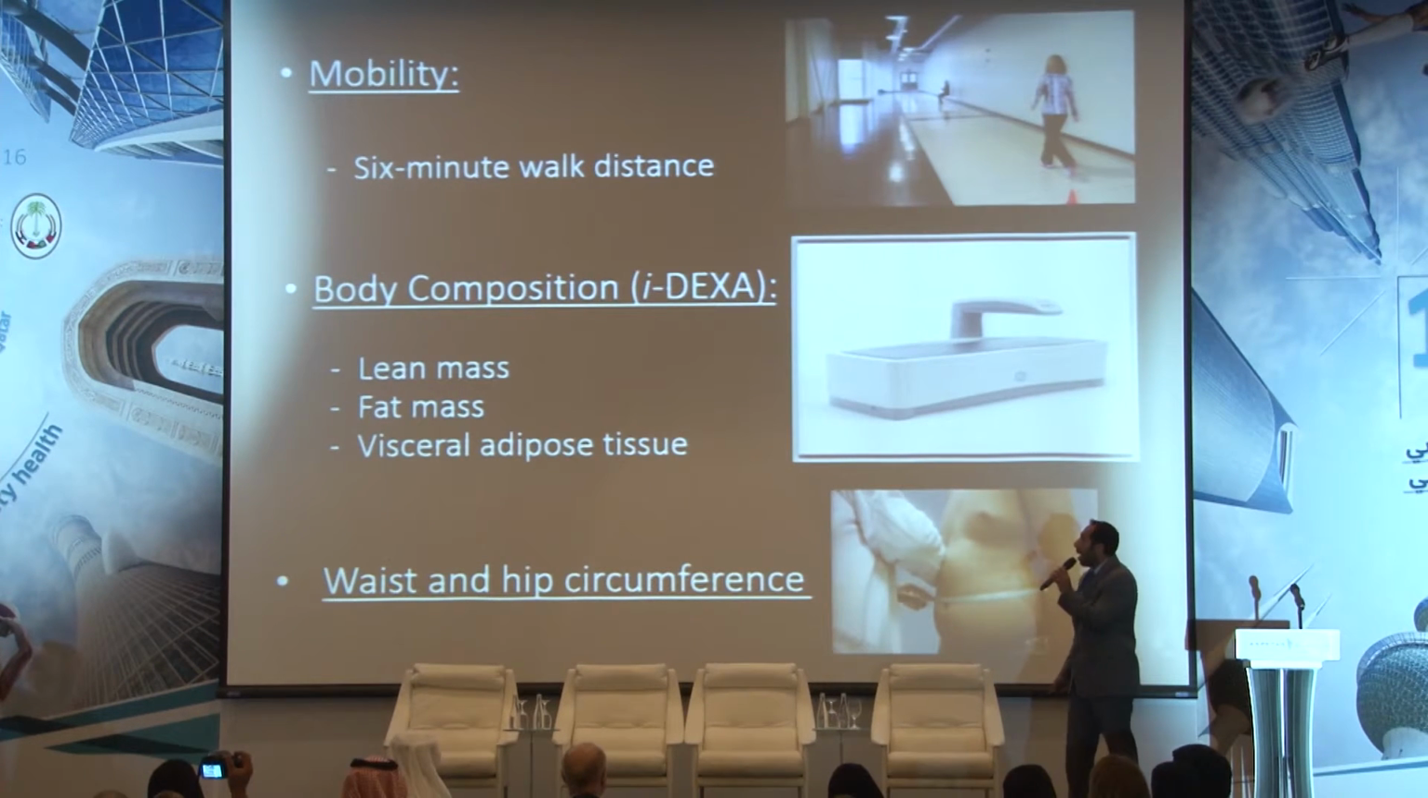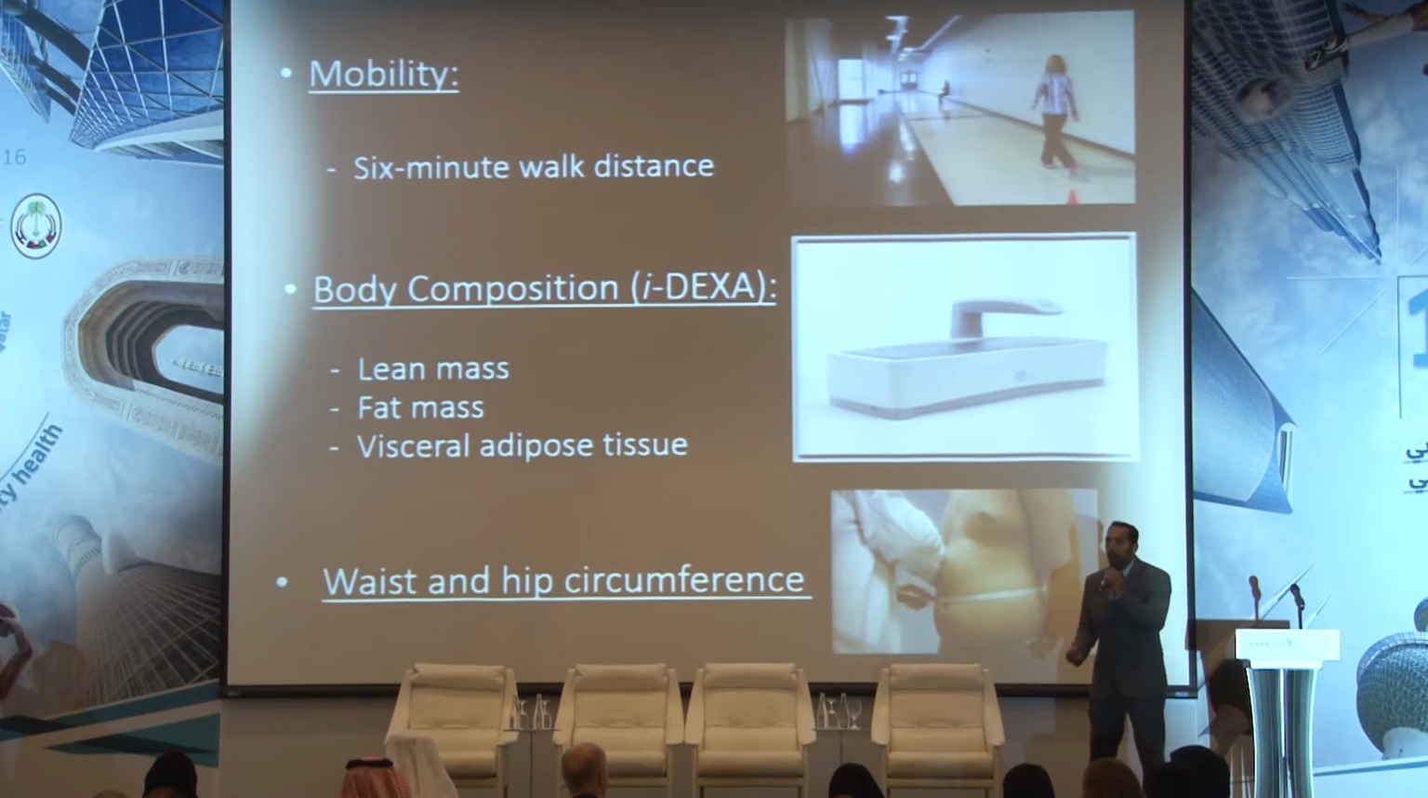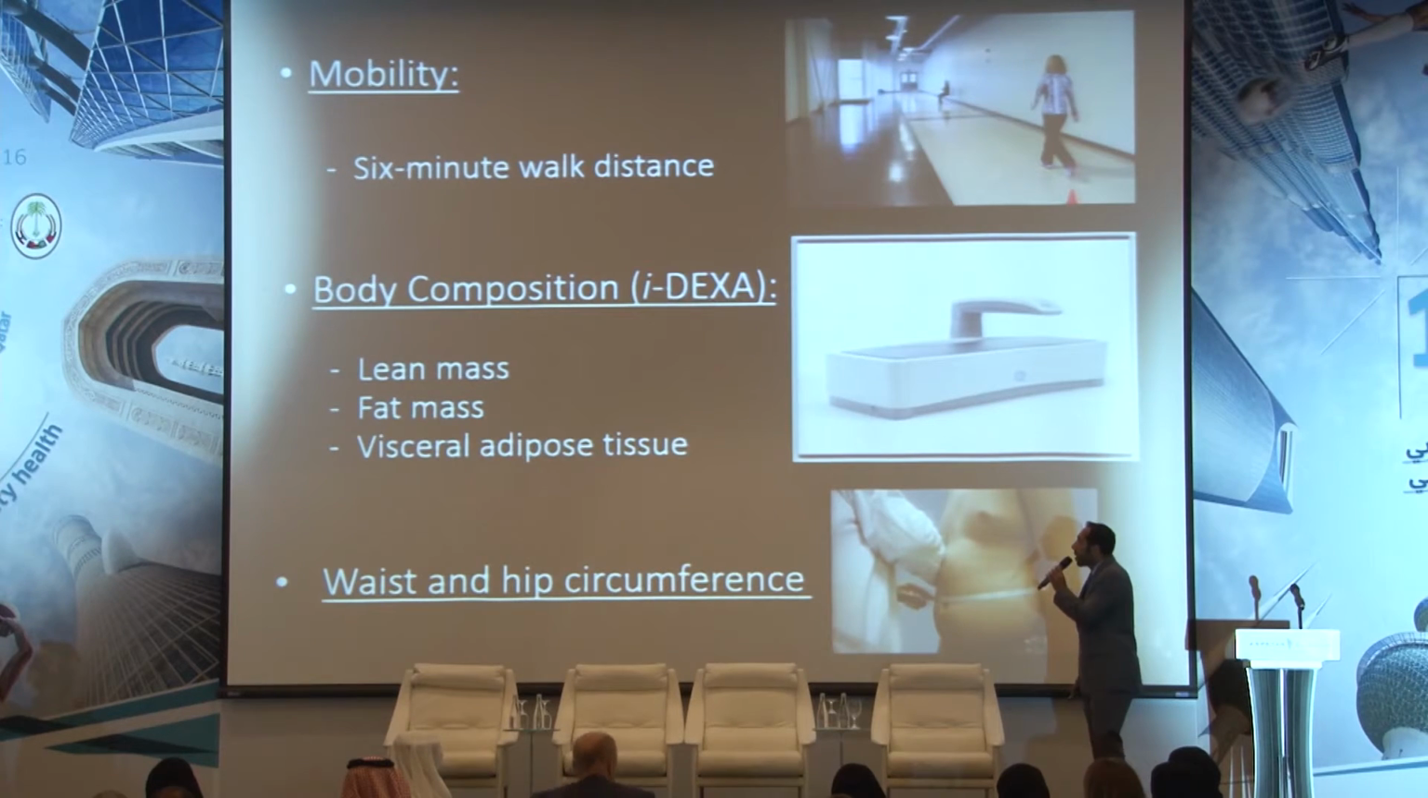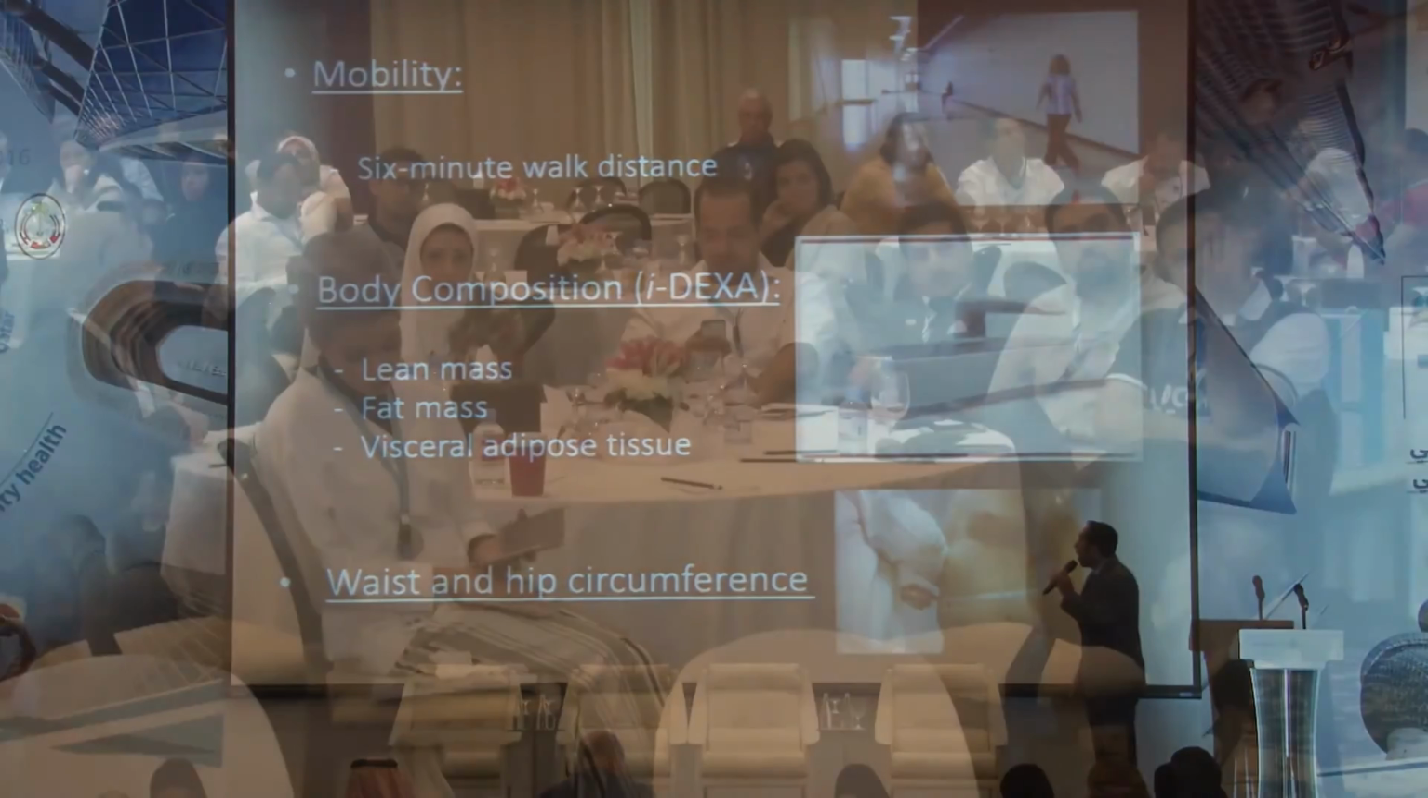For mobility, I used a 6-minute walk test. Basically, participants walk as fast as they could for 6 minutes, and my job is to measure the distance they covered in 6 minutes. I also measured lean mass, fat mass, and visceral adipose tissue using body composition DEXA, and also their waist and hip circumference.